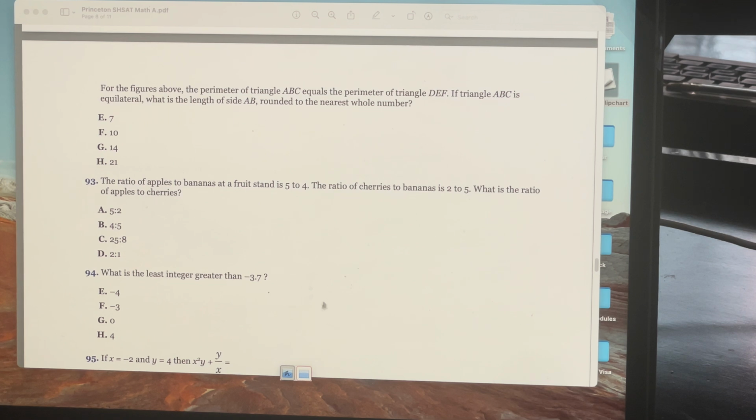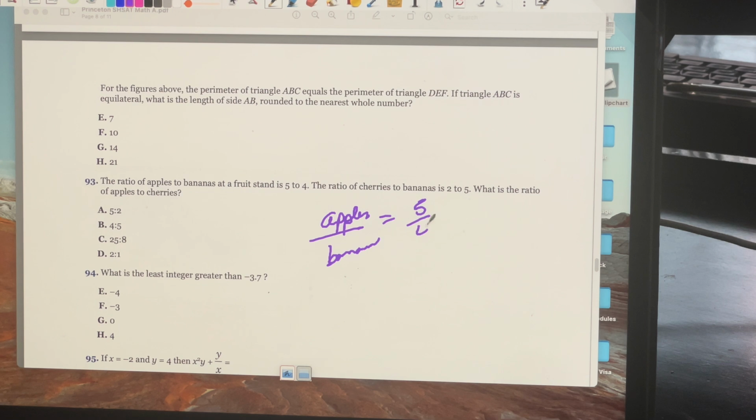The ratio of apples to bananas is 5 to 4. The ratio of cherries to bananas is 2 to 5. What is the ratio of apples to cherries?